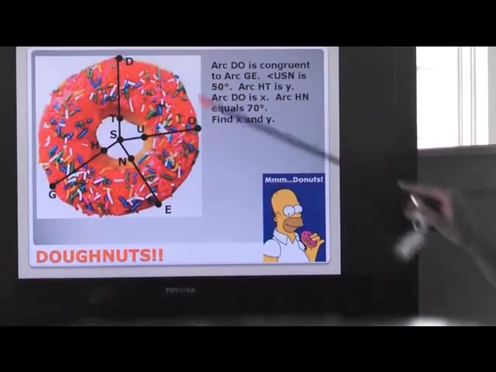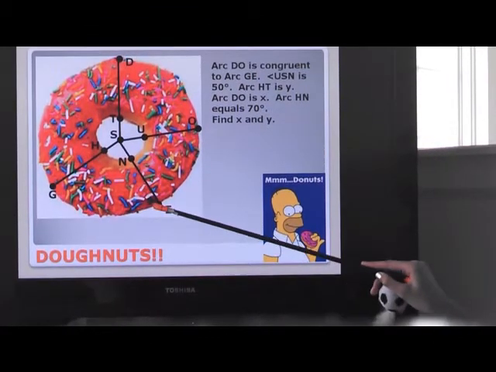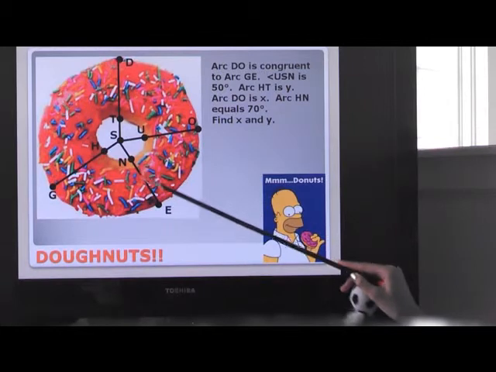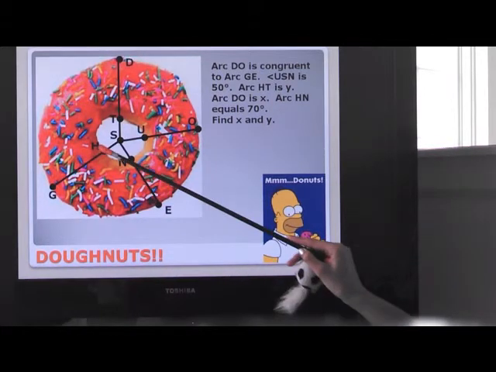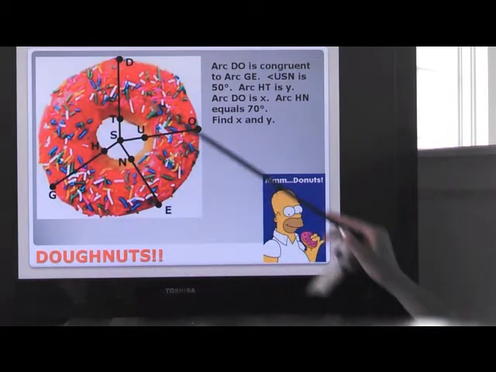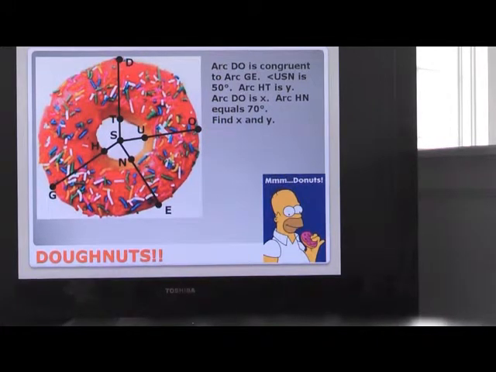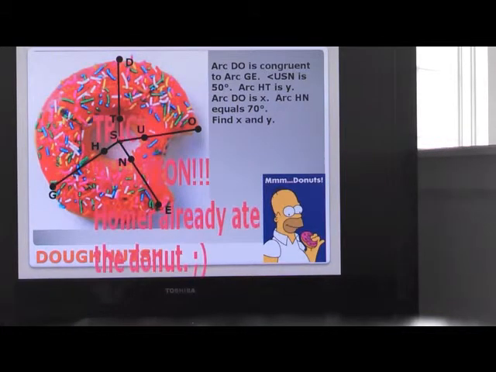Arc DO is congruent to arc GE. Angle USN is 50 degrees. Arc HT is Y. Arc DO is X. Arc HN equals 70 degrees. Find X and Y. Which will probably be kind of difficult because this is a trick question.